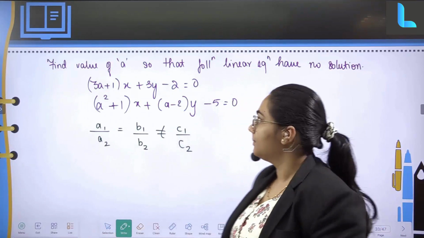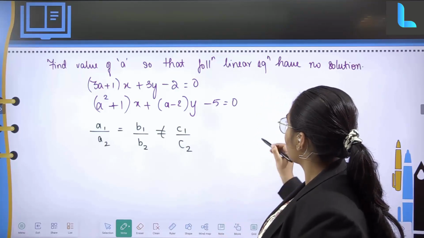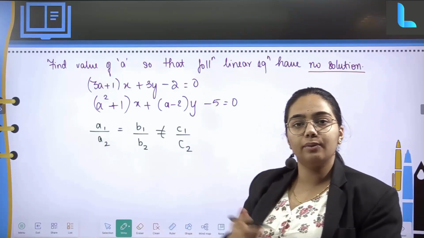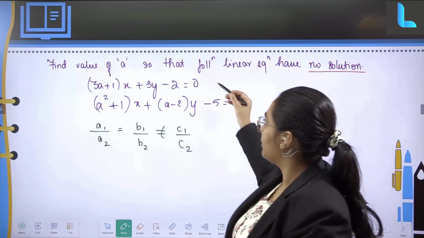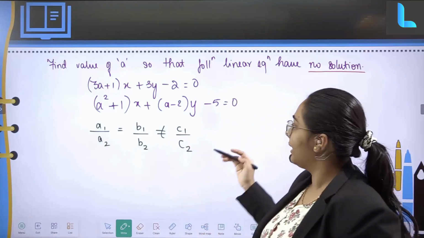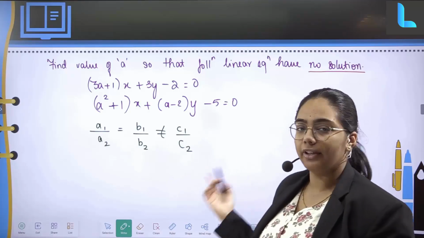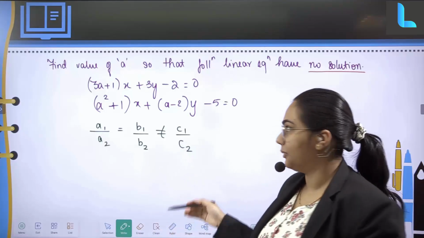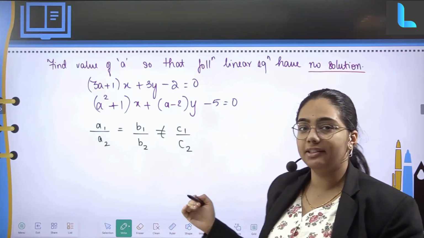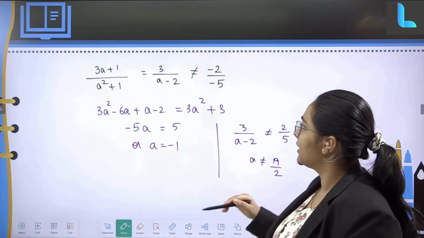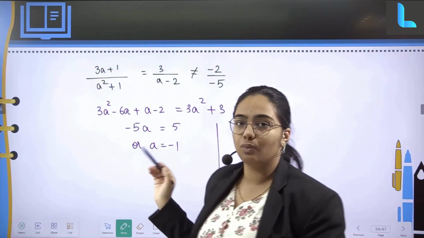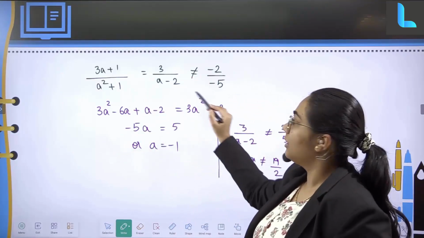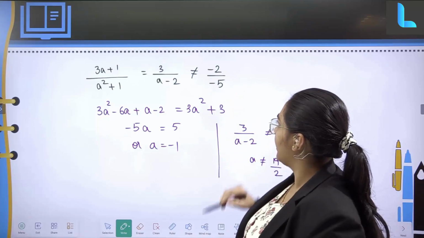Next question. Find the values of a so that the following linear equations have no solution. The previous question we saw had infinite solutions. Over here also 2 equations have been given, and now we are supposed to find the value of a. For no solution, a1 upon a2 is equal to b1 upon b2 but not equal to c1 upon c2. Therefore, when substituting the values, we get 3a plus 1 divided by a square plus 1 is equal to 3 upon a minus 2 is not equal to minus 2 upon 5.